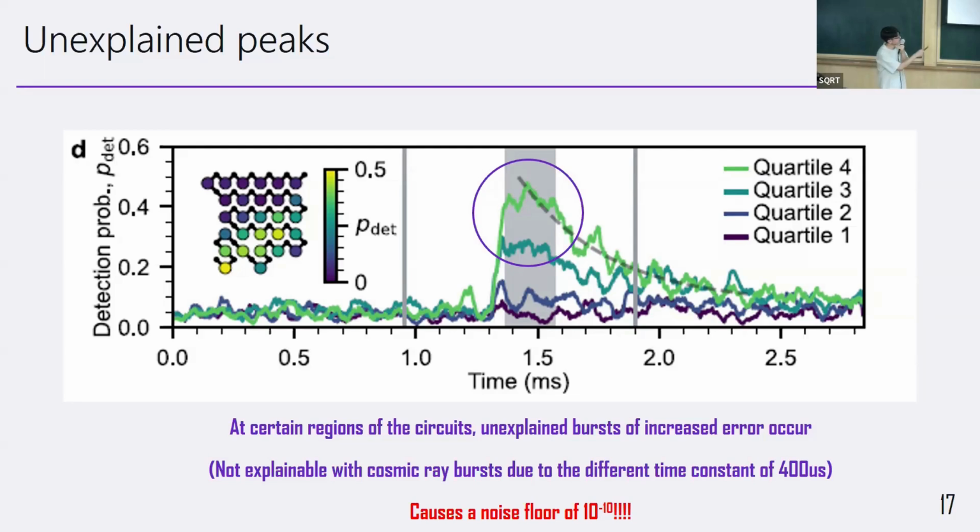So they tested it for several different devices. They found the same error spikes, same exact scale, particularly in this fourth quartile right here. So no one knows what it is, but it's there, and it causes a limitation on the amount of error we can decrease.